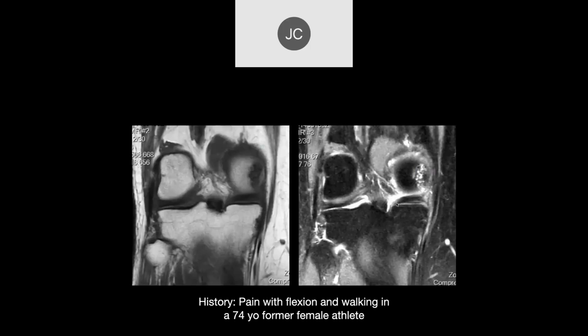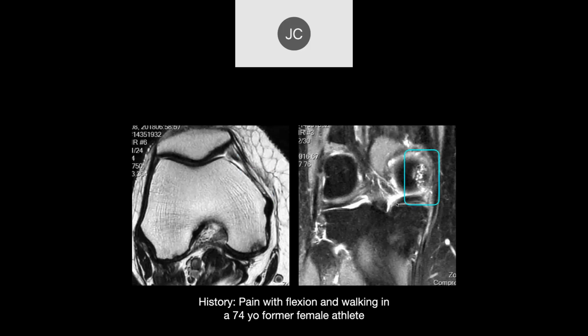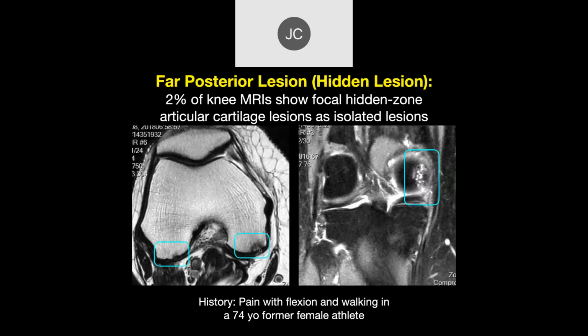Right. Okay. And here's what it looks like in the coronal plane. So this is at least one case where we can see pathology in this location, or maybe two cases if we consider the last one. On the axial plane, this is kind of what it looks like. And here we can see this occurred on both the medial and lateral side. And this was a former high-ranking female tennis player. And so I like to call this a far posterior lesion.